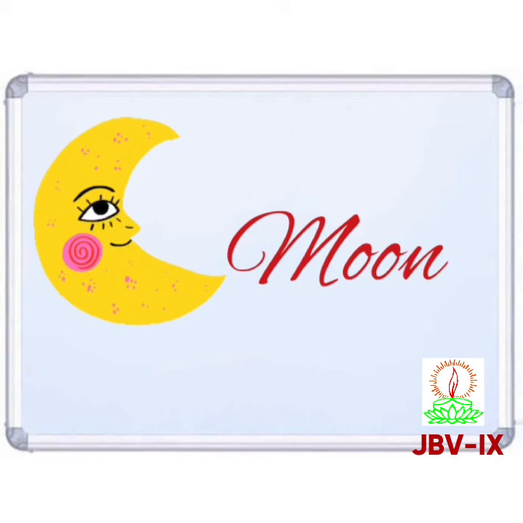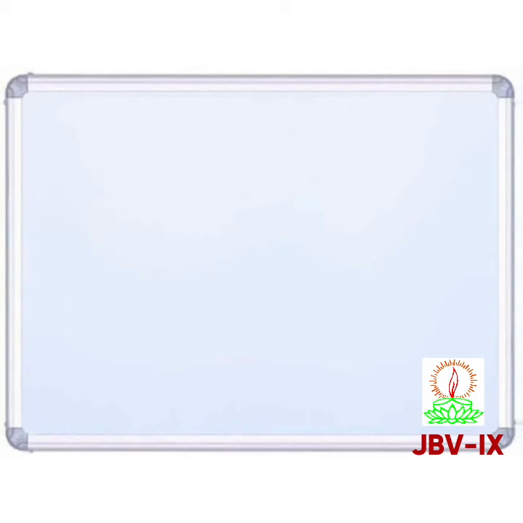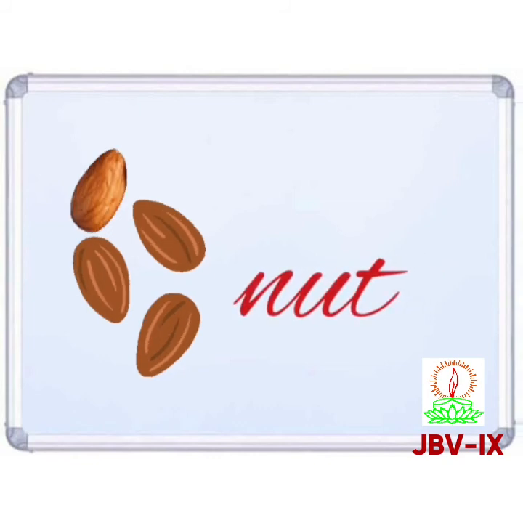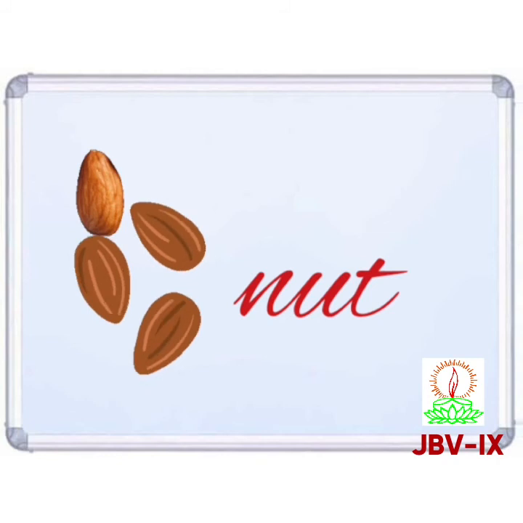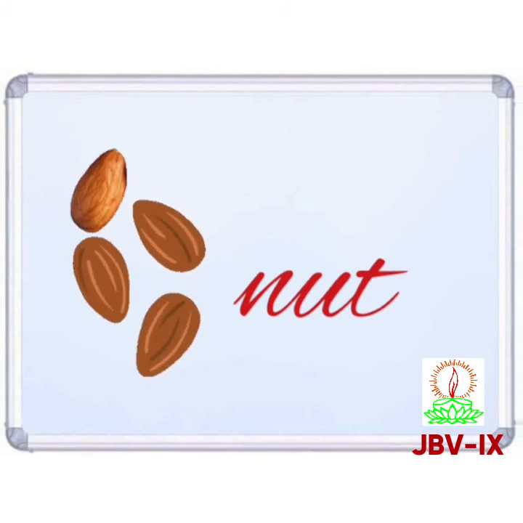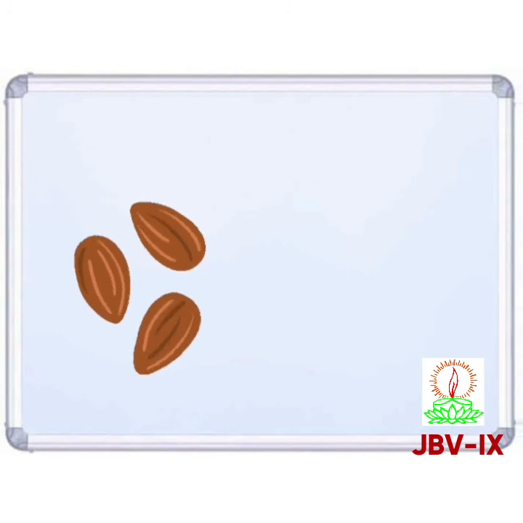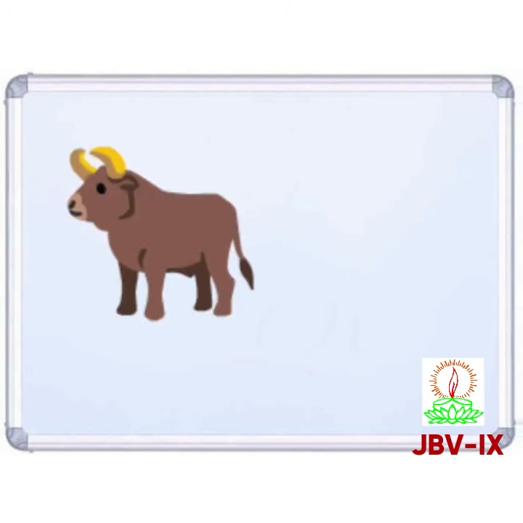Now comes N, N for nut. The spelling is N-U-T, nut. Children, learn the spellings. Now next comes O, O for ox. What is the spelling? O-X, ox.